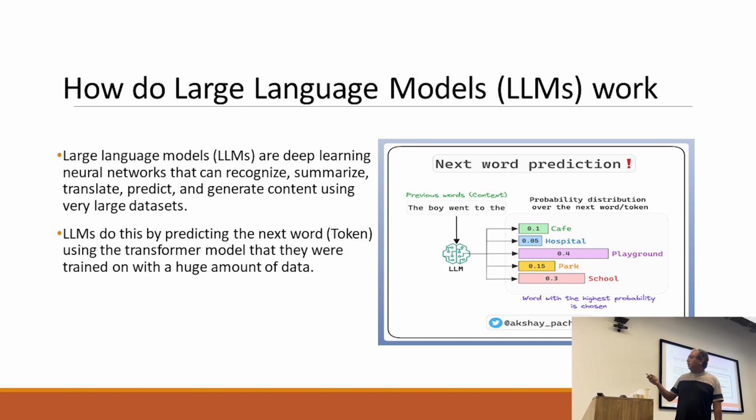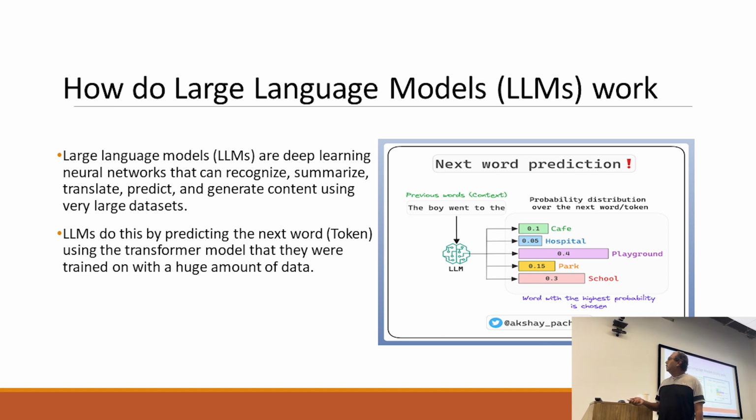So this is, I think, one of the most important slides. How do large language models work? And there's a lot of math in neural networks and all. But essentially what I want you guys to get is that it actually just does one thing. You give it some text and it predicts the next word. Technically it's called a token, but we'll just go with word.